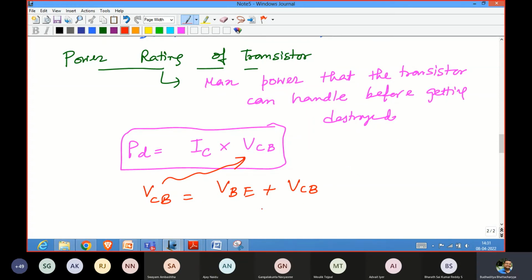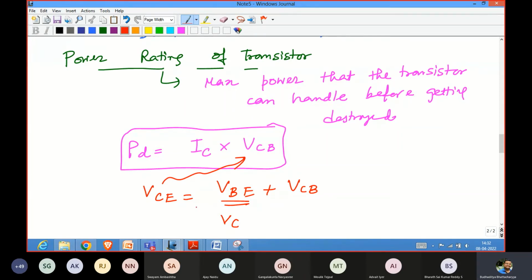And at times, if I ignore this VBE, which can be very small, then ideally we can say that VCE is... I think I made a mistake over here. This should be VCE, both sides I have written VCB. It should be VCE over here. All right, so VCE is the collector to emitter voltage. So the collector to emitter voltage is nothing but the addition of base to emitter plus collector to base. So this total voltage is equal to collector to emitter.